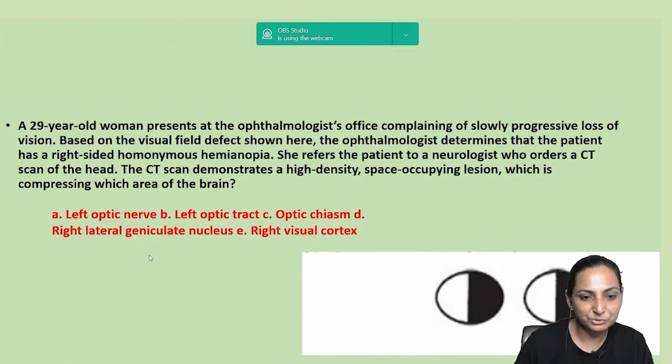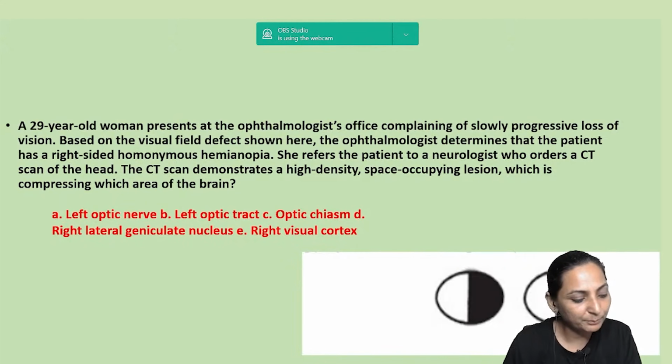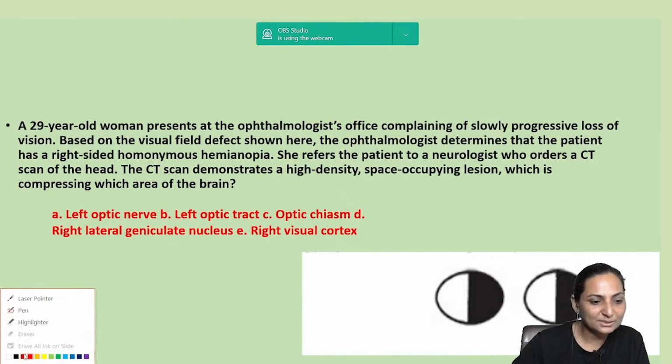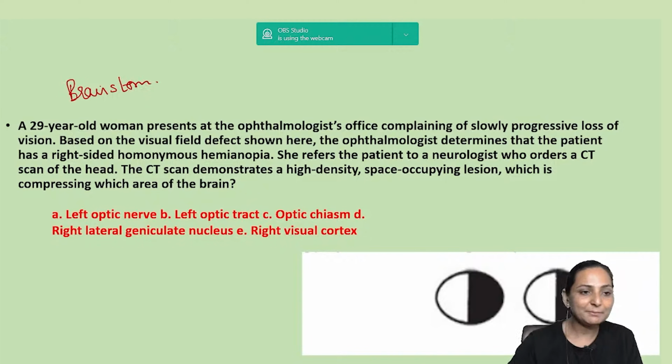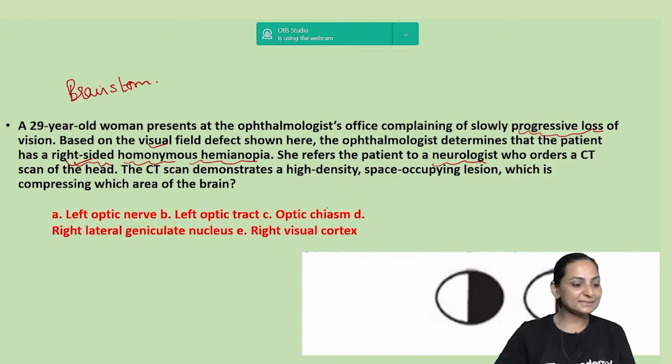Suppose I put up a question to you, right? Let us begin with a question that is going to be a brainstorming for us. Now tell me, a 49-year-old woman comes to the ophthalmologist. She complains of a slowly progressive loss of vision, and based on the visual defects which are shown to us, the ophthalmologist determines the patient has a right-sided homonymous hemianopia, right? She is referred to a neurologist who then suggests a CT scan.